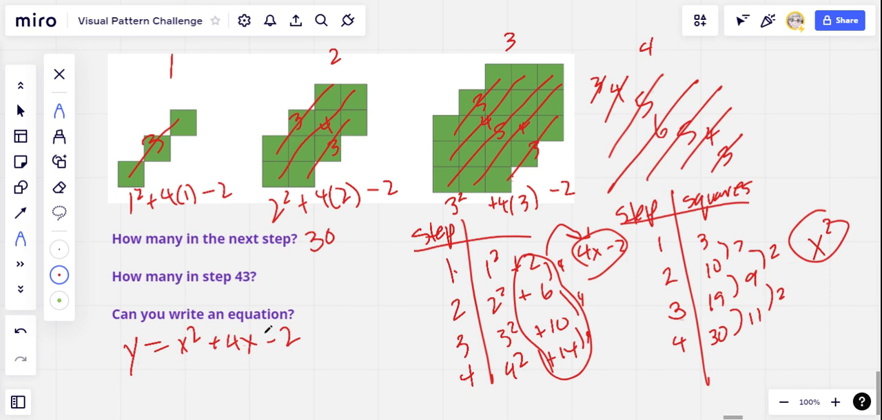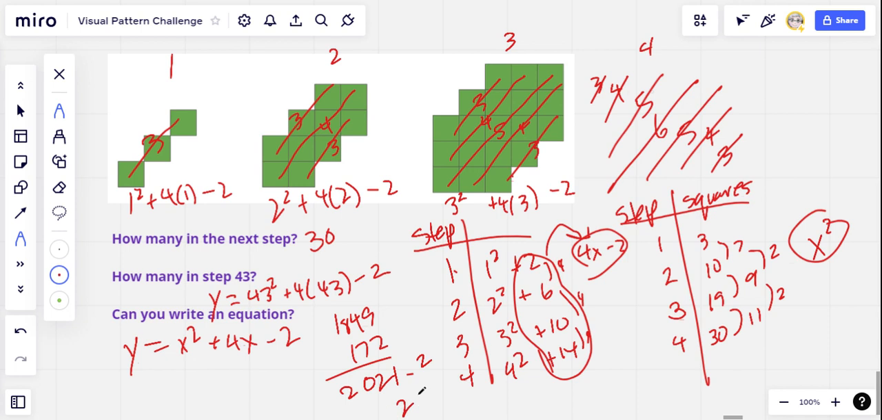Now, to calculate the number in step 43, we just have to put in 43 for x. So y equals 43 squared plus 4 times 43 minus 2. And let's see here, 43 squared is 1849, and 4 times 43, that'd be 4 times 40 is 160, plus 4 times 3 is 12, 172, and that would be 2021. And then we subtract 2 from it. So I'm getting 2,019 squares in step 43.